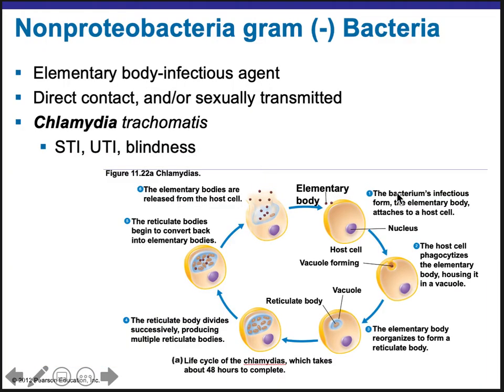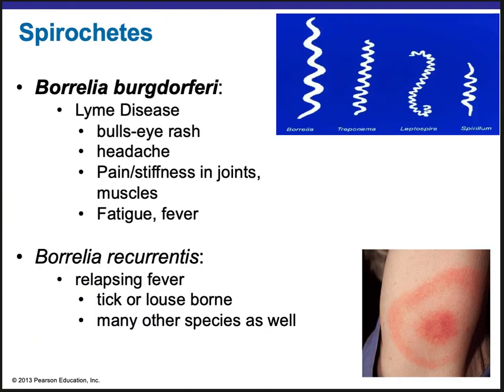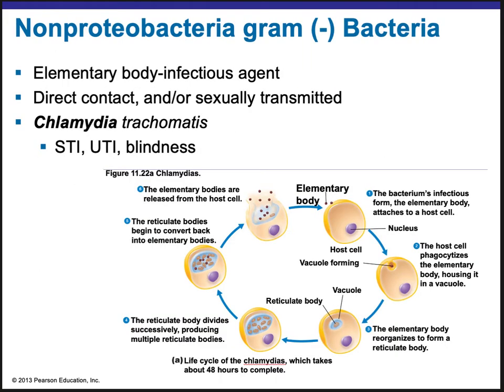Okay, so next, a totally different group of bacteria called gram-negative non-proteobacteria. We're going to look at chlamydia, and after chlamydia, we'll look at examples of spirochetes. For the non-proteo gram-negative bacteria, I've selected to focus on chlamydia. Chlamydia is typically caused by Chlamydia trachomatis, and it's typically a sexually transmitted infection, though not always.